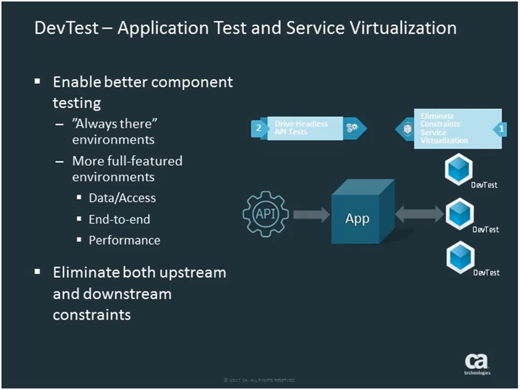And downstream constraints, as we discussed, service downtimes or service unavailability, or expensive or costly third parties, you can eliminate all those constraints by using virtual services, by service virtualization. This way, application test and service virtualization help you eliminate upstream and downstream constraints.